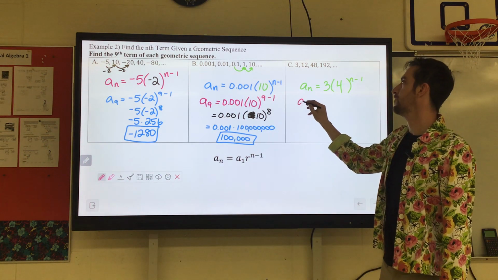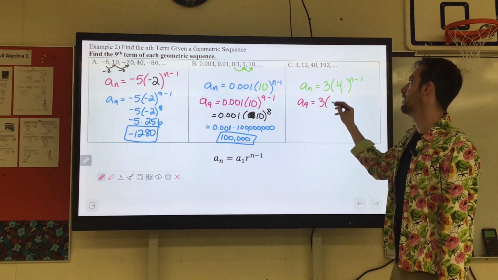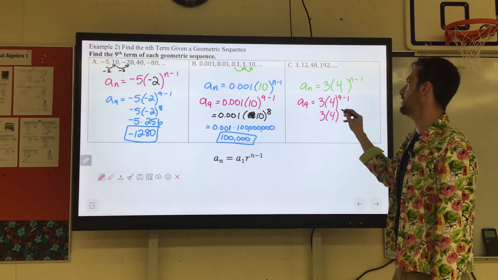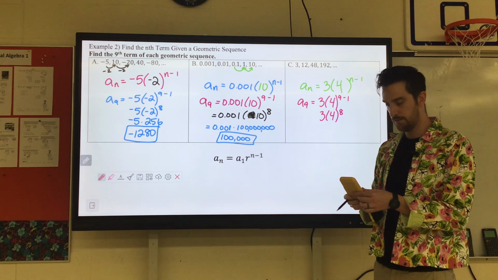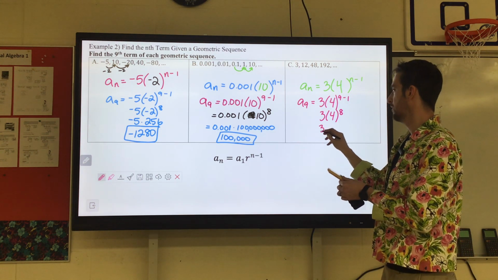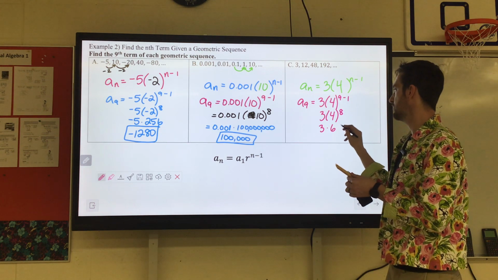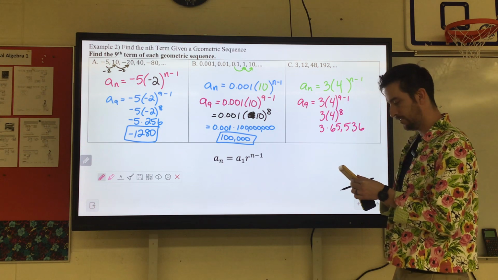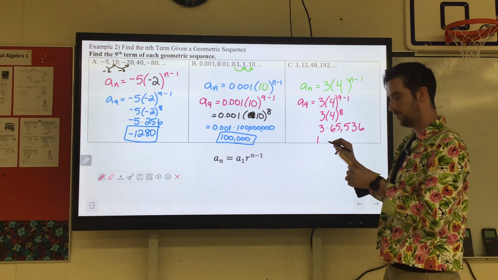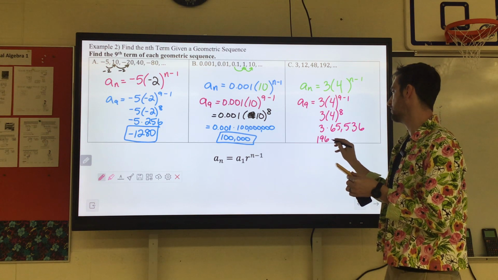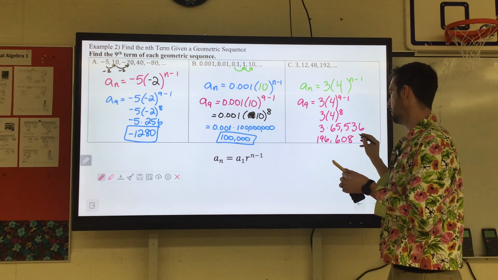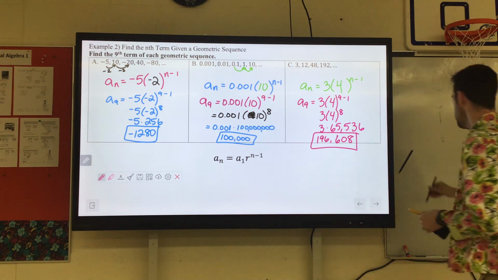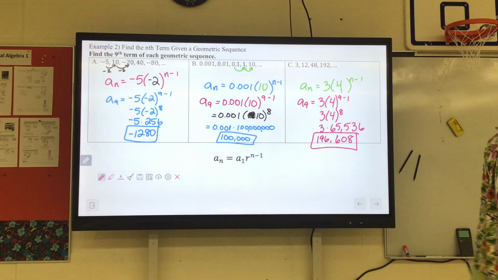Now we're going to find the 9th term. A sub 9 is 3 times 4 to the 9 minus 1. 9 minus 1, we're not silly, is 8. 4 to the 8th, no idea what that is though. 65,536 times 3 is 196,608. Whoo-wee! That was brutal, but we're done with the geometric sequences, and we're having fun.